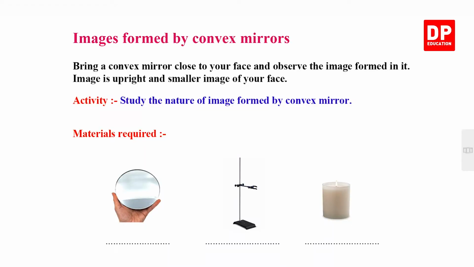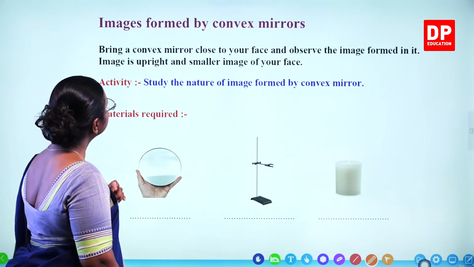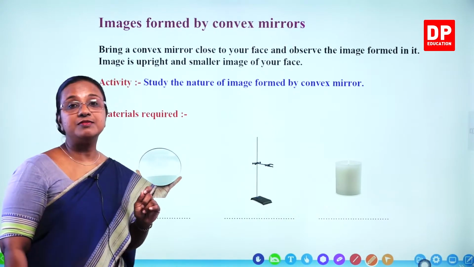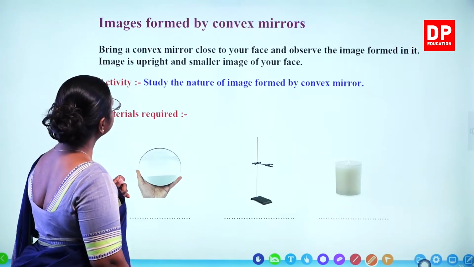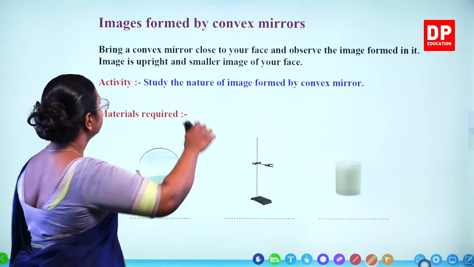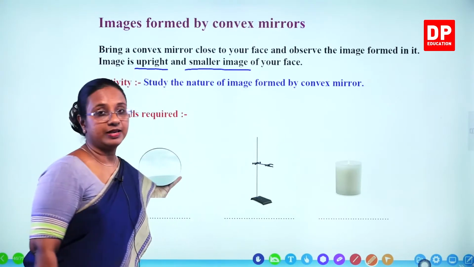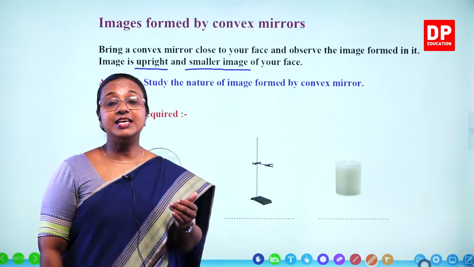Images formed by convex mirrors. So here, bring a convex mirror closer to your face and observe the image formed in it. Image is upright and smaller image of your face. So it will be upright and smaller than the face. So we have discussed this before. You have already seen it once.